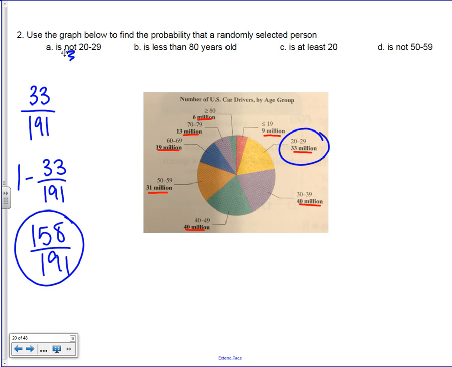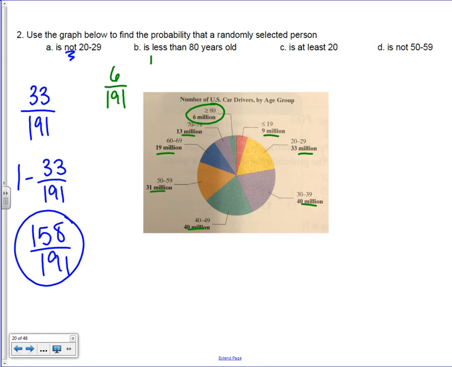All right, next up, is less than 80 years old. Well, here's 80 years old. Let's get rid of all this. 80 years old and above is right there. So you can either do that, the 80 years old, and subtract it from 1, or you could go through and add everybody that's not. I think in this case it'd be easier to find the probability for 80-year-olds and then subtract it from 1. Well, it says there's 6 out of a possible 191 for people that are greater than 80 years old.